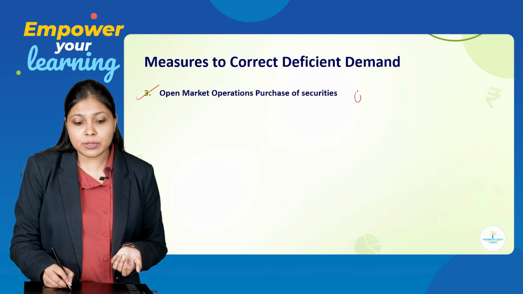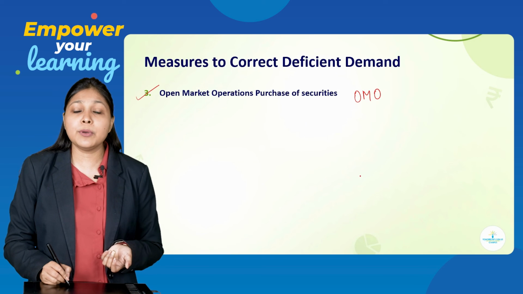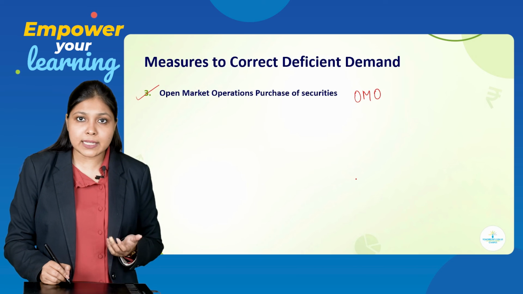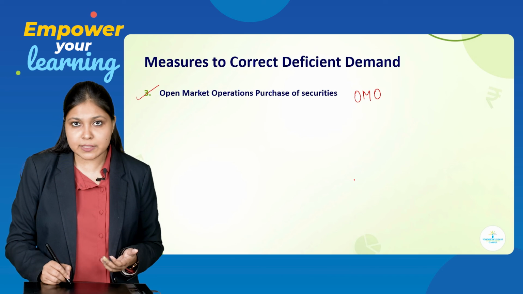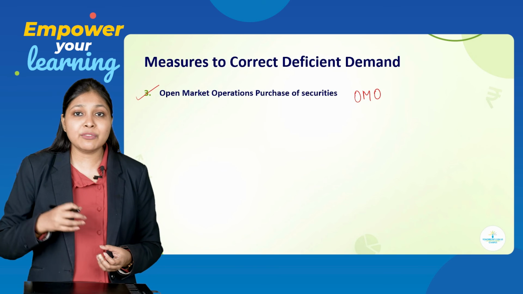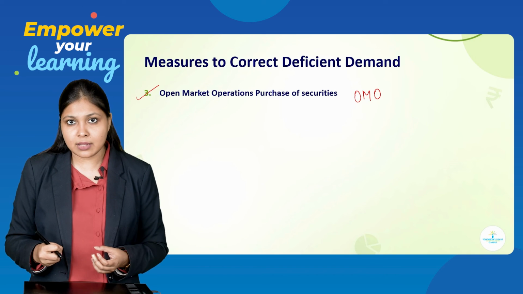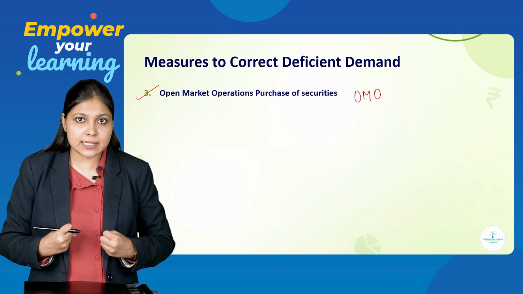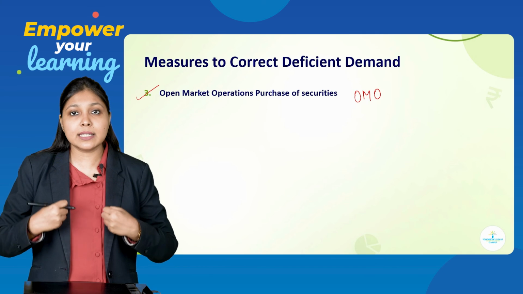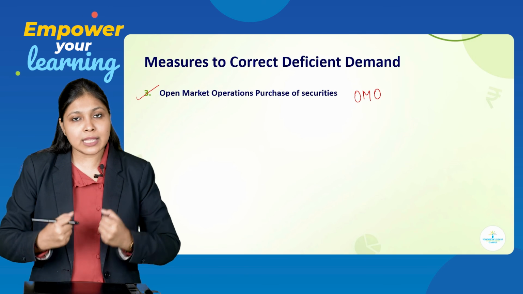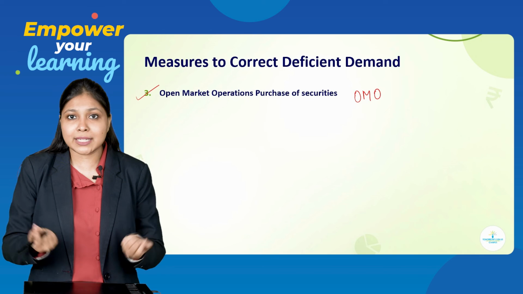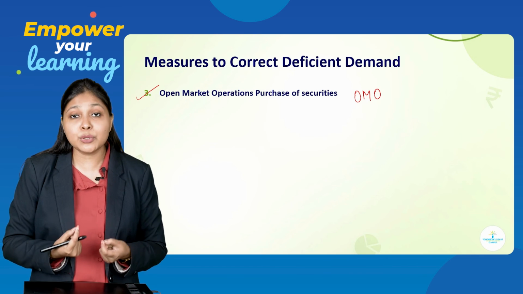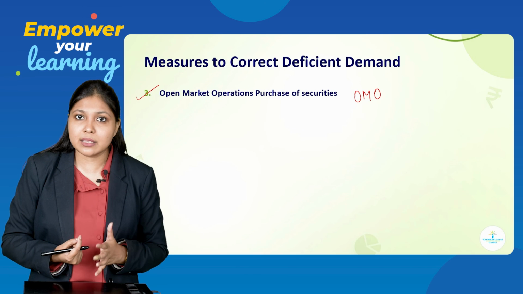Then comes OMO, that is open market operation. OMO is nothing but buying and selling of securities by the central bank. Under the situation of deficient demand, the central bank will start purchasing securities. When the central bank purchases securities, that means it is giving money to the economy. So that money will start flowing in the economy. So money supply increases in the economy due to the purchase of securities by the central bank.